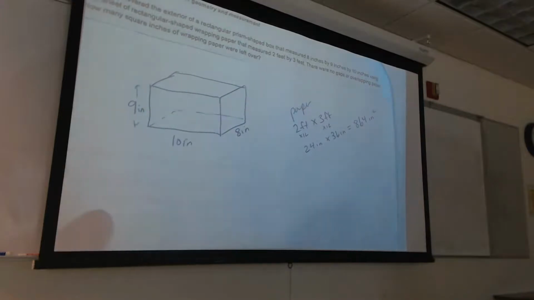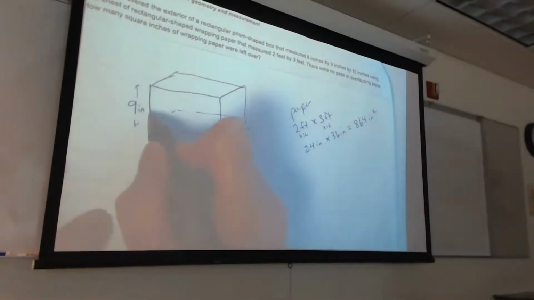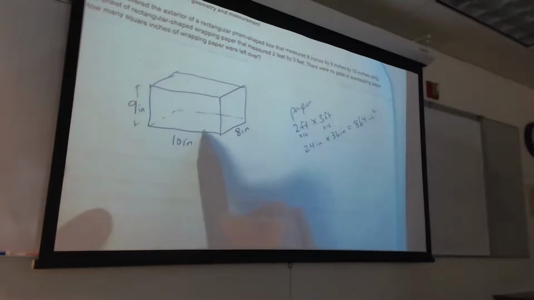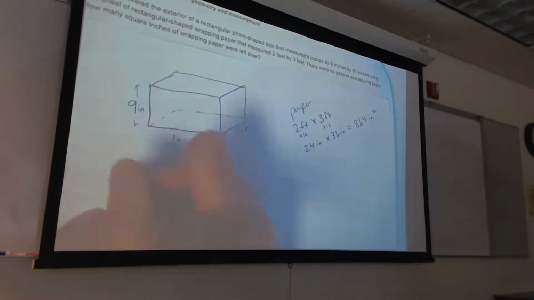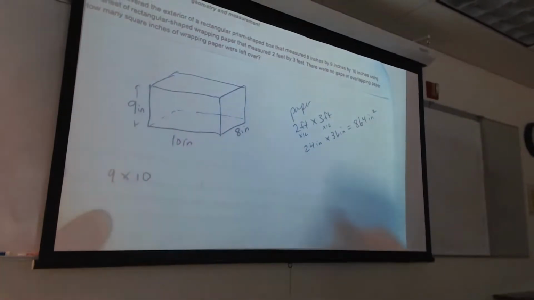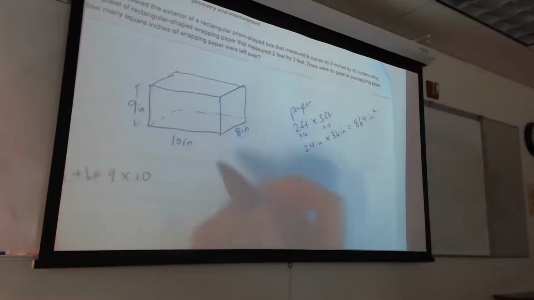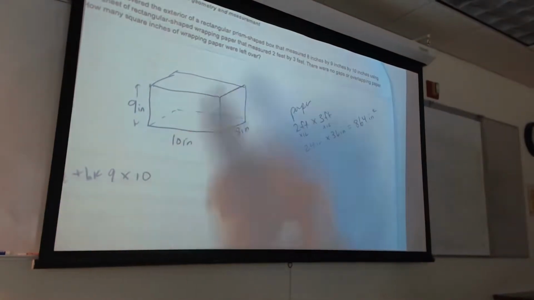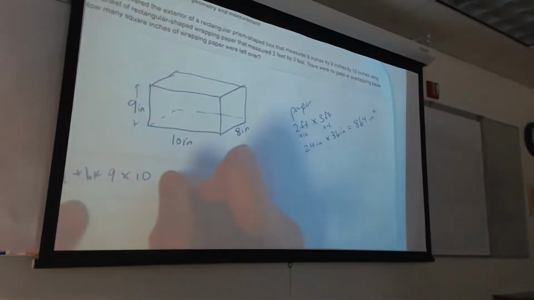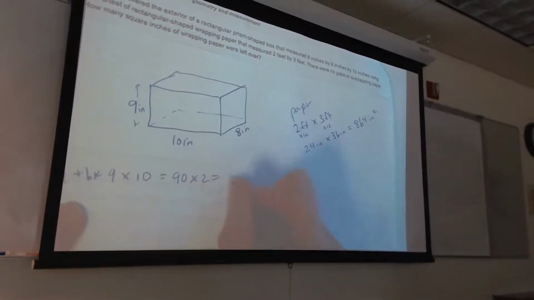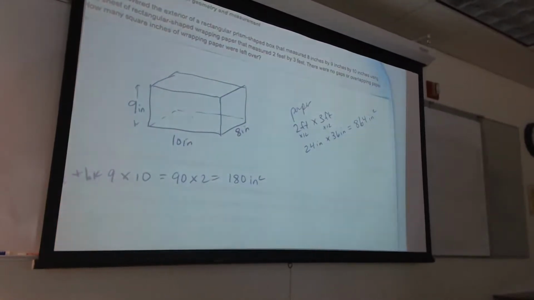Okay, so we've got this front rectangle, right? What are the dimensions of the front one? 9 by 10. So we have a 9 by 10. We're going to call this the front, and the back as well. The front one is 9 by 10, but so is the one in the back. So we have two that are 9 by 10, so 180 inches square, right? Front and back.